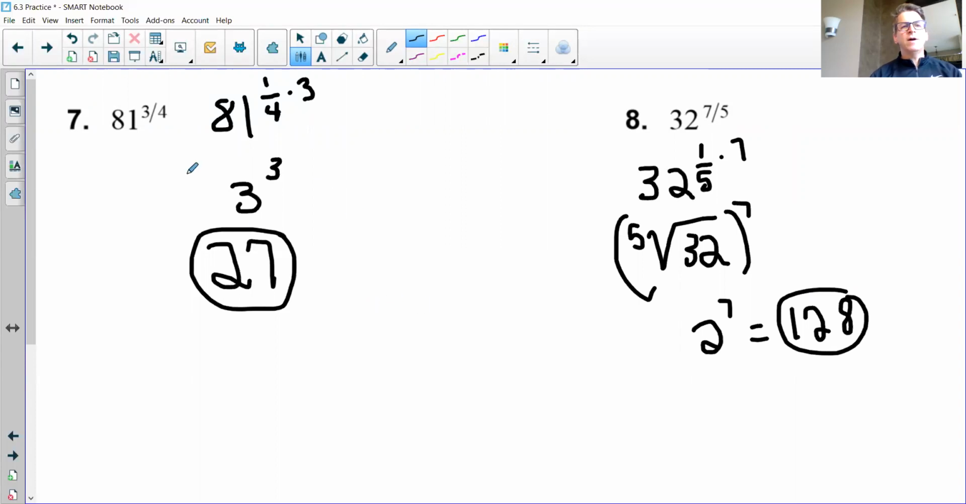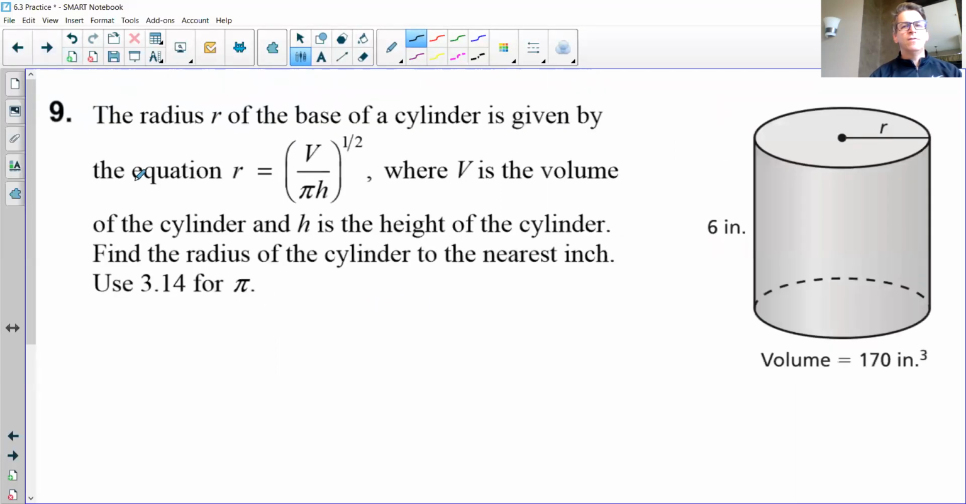And lastly, number 9 today, the radius of the base of a cylinder is given by the equation R is equal to volume divided by pi times h, all of it raised to the half, where V is the volume of the cylinder and h is the height of the cylinder. Find the radius of the cylinder to the nearest inch. Use 3.14 for pi.